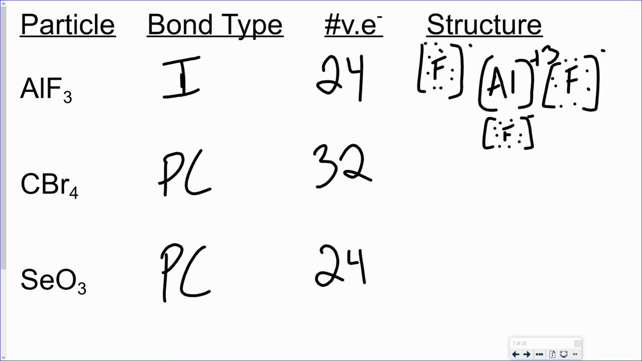Moving on to carbon, it's covalently bonded, so what we're going to have is carbon in the middle attached to 4 bromines. Make everybody happy. Count them up. 2, 4, 6, 8, 10, 12, 14, 16, 18, 20, 22, 24, 26, 28, 30, 32.